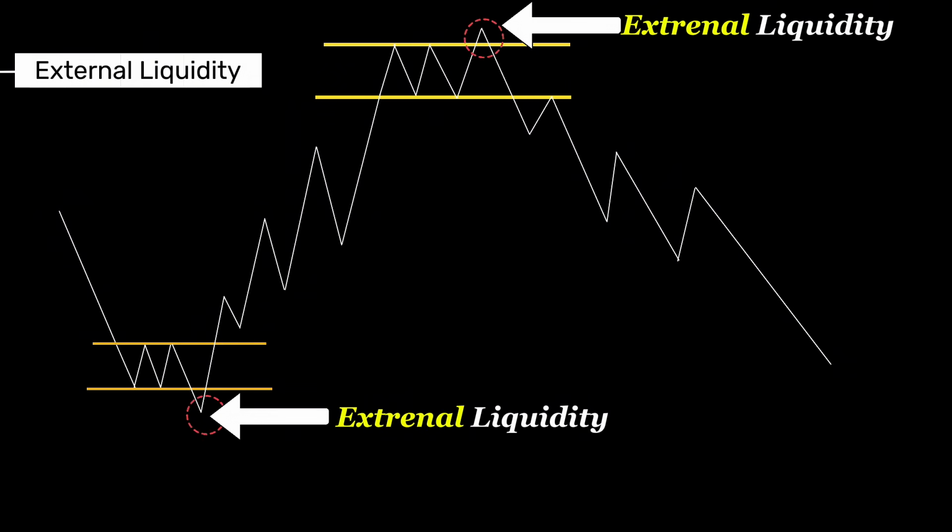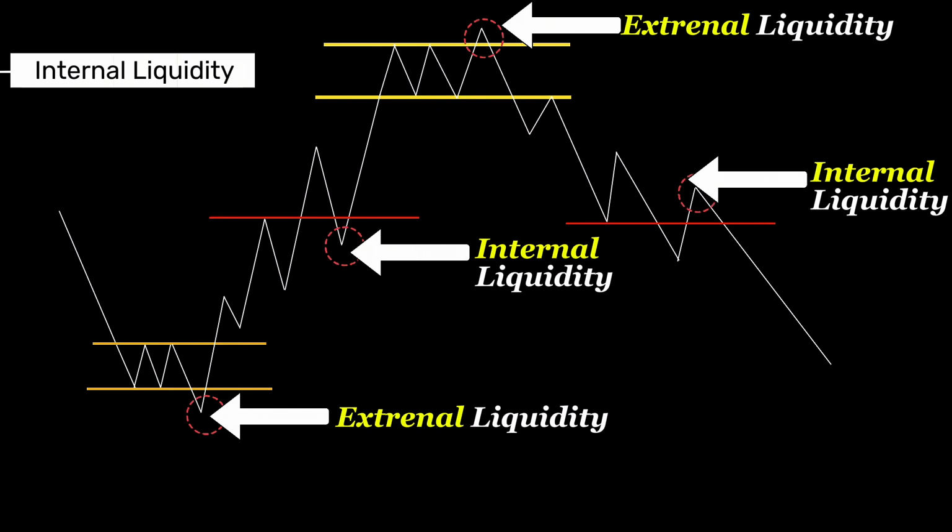Institutions sweep the highs or lows of a range to load massive positions before starting a new trend. This is not what we trade. This is reversal territory. Internal liquidity sweep. This sweep happens inside the trend during the retracement. This is the one that destroys many Fibonacci traders.